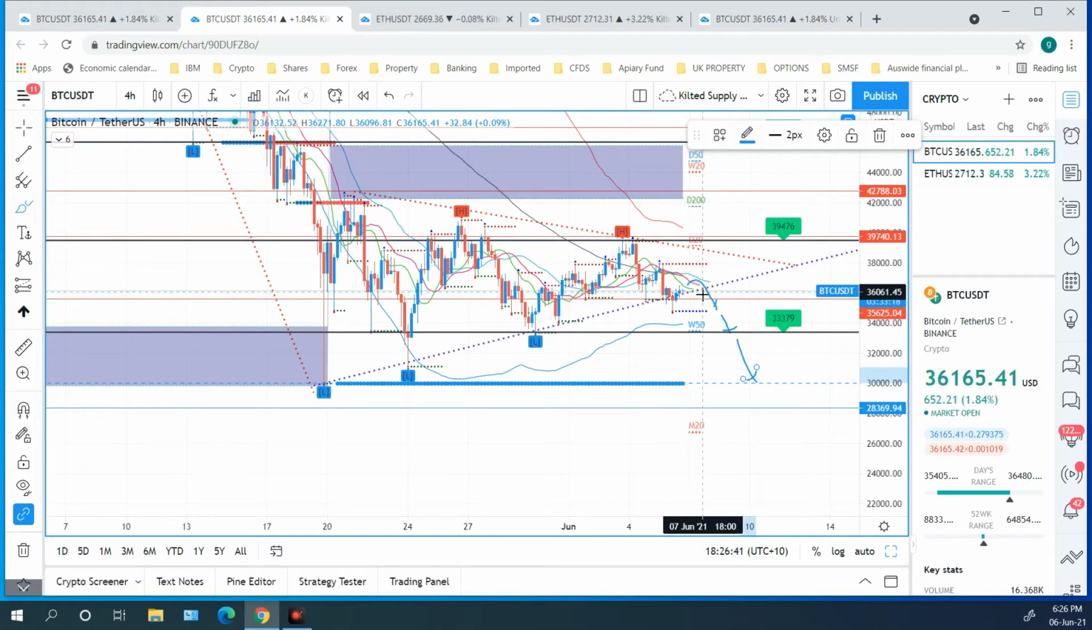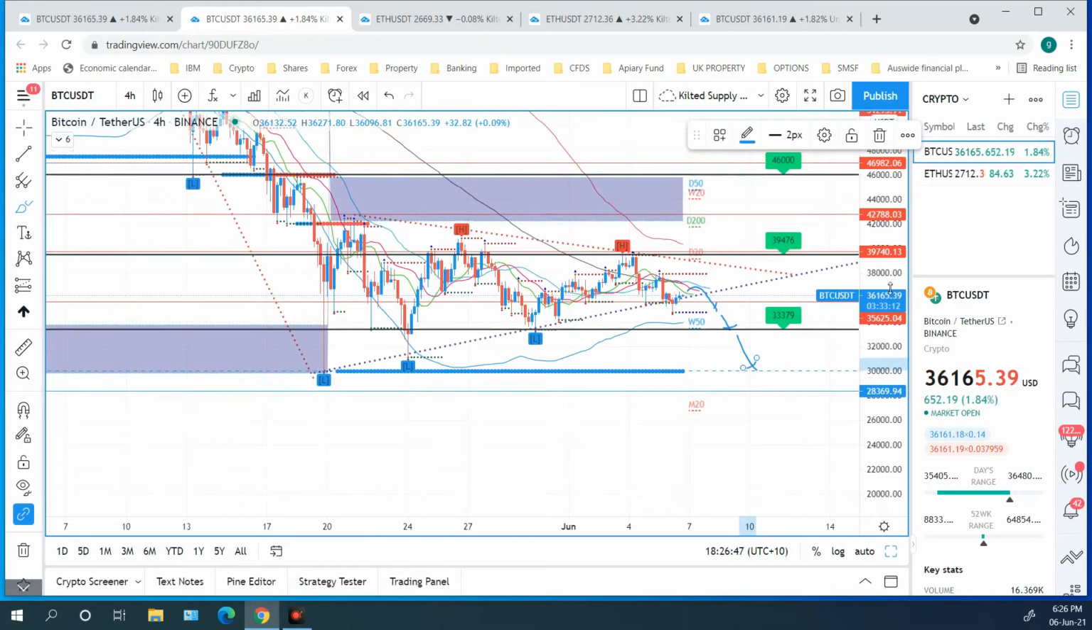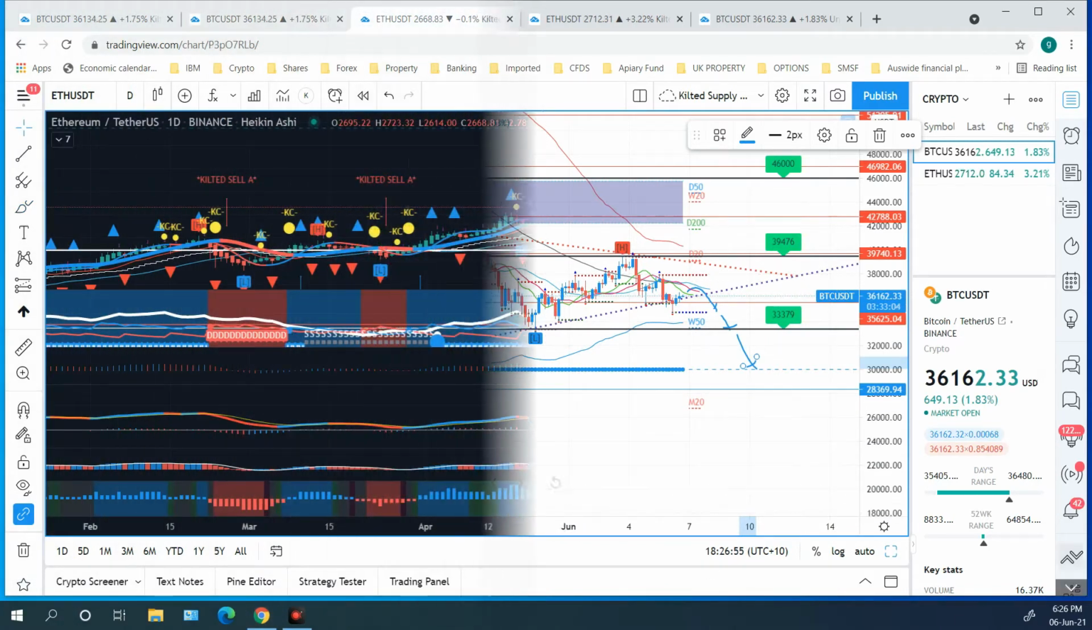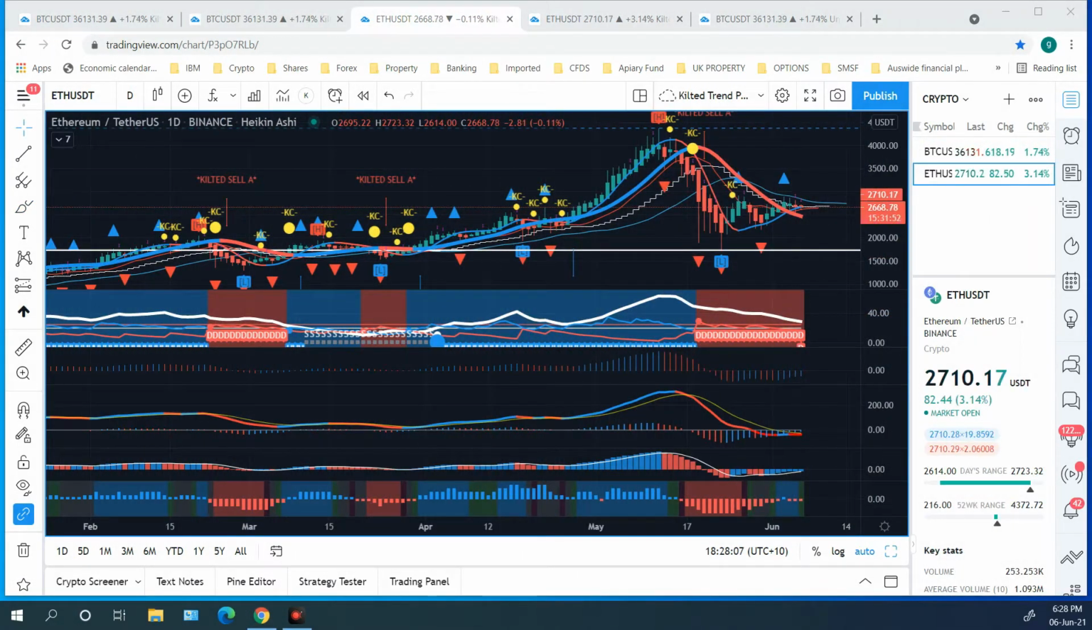We can also break to the downside. Obviously, I'm looking for that because I'm playing the pattern of a downtrend pennant flag. So I'm looking for a move south. So that's what I'm looking at on Bitcoin. Okay, next up we will have a look at Ethereum. So Ethereum is admittedly a little bit more interesting.